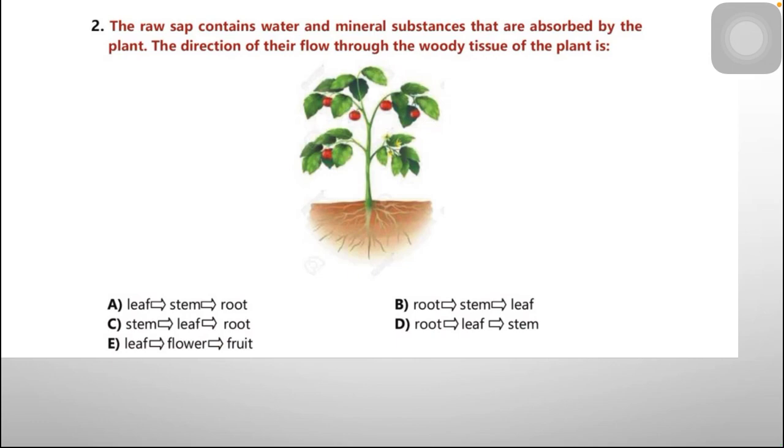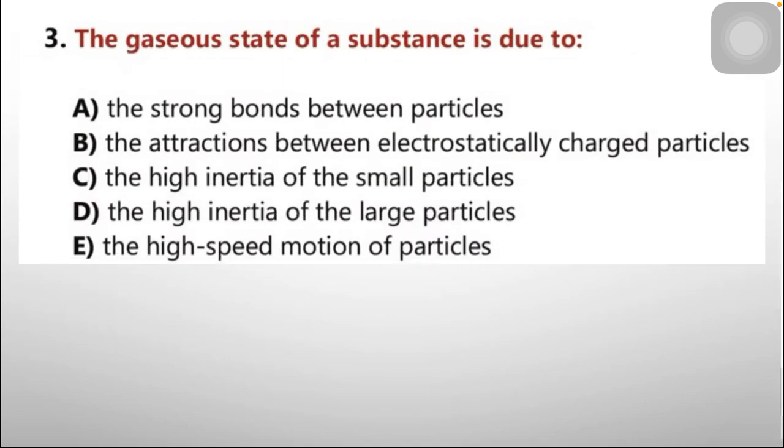Well, the roots are the only part which absorb water and minerals from the soil and then transfer them to the stem and towards the leaf. According to that, option number B is correct: root, stem, and leaf. Moving on, question number 3.